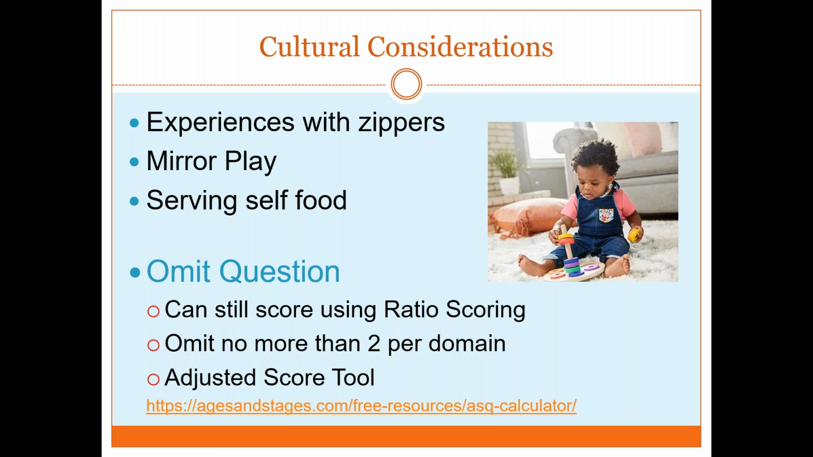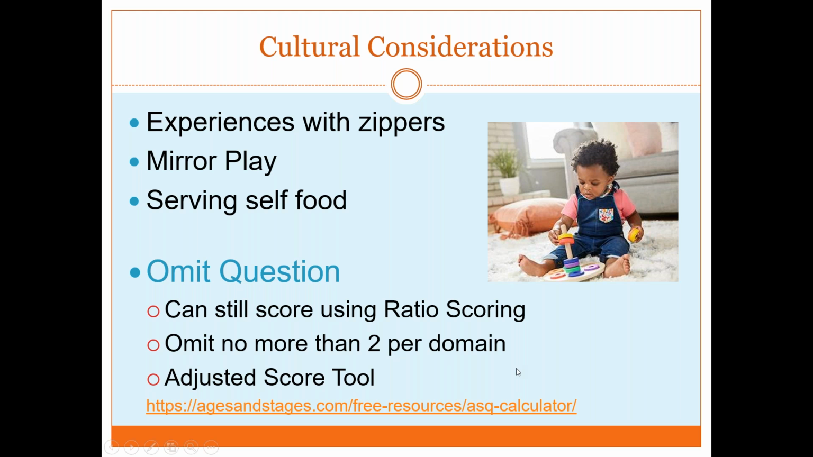If it's 2 questions or 1 question, you can still score by ratio scoring, and that's simply by finding the average of the other questions, adding them up and dividing. But if you need help to do that, there's also a tool in the ASQ calculator and on your app online, and it will automatically calculate, given questions that ask you, for example, what the different scores were, how many questions you omitted. It'll calculate what the adjusted score should be.